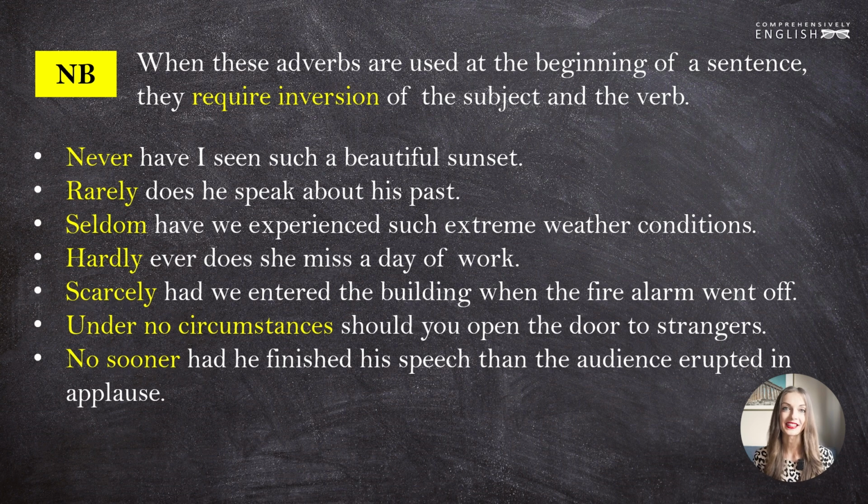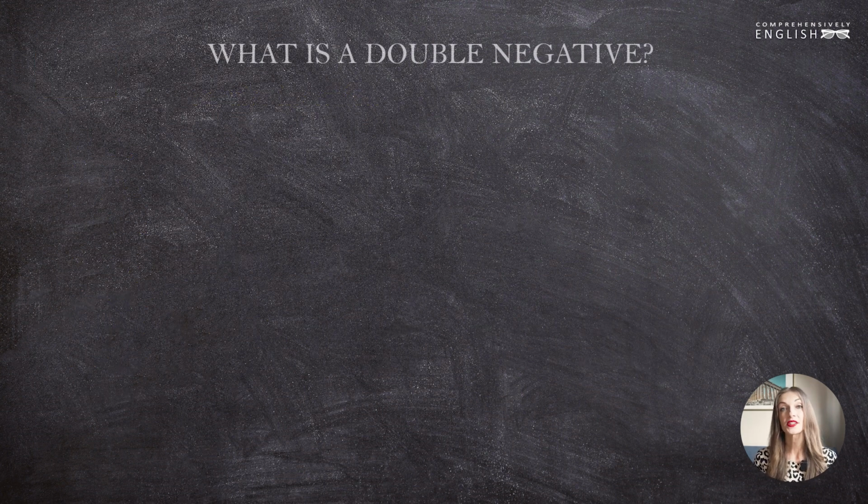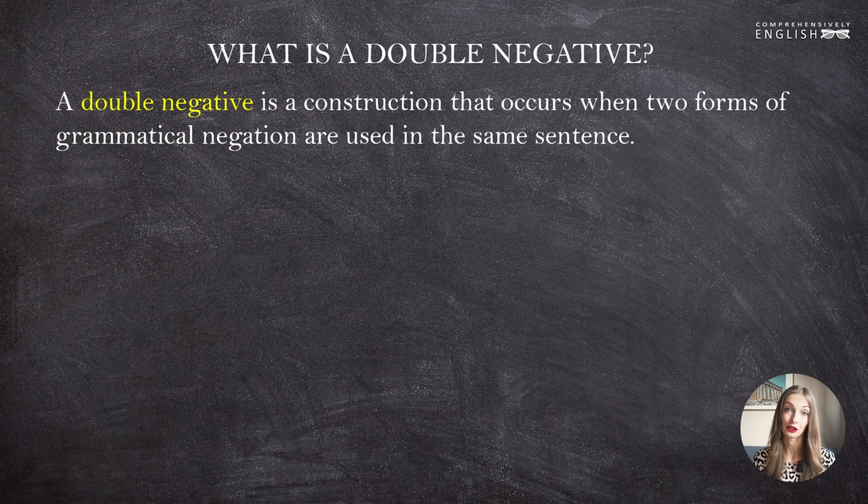Now, that being said, let's return to our negatives. We discussed what a negative is, we looked at different examples, including those with negative adverbs. But what is a double negative? A double negation is a construction that occurs when two forms of grammatical negation are used in the same sentence.